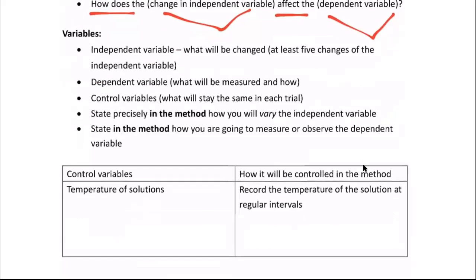So your variables, your independent variable, that's what you are changing. And you have to, like I said, do at least 5 changes of it, okay? So let's say that I want to test how does the temperature affect the rate of reaction between 2 substances.